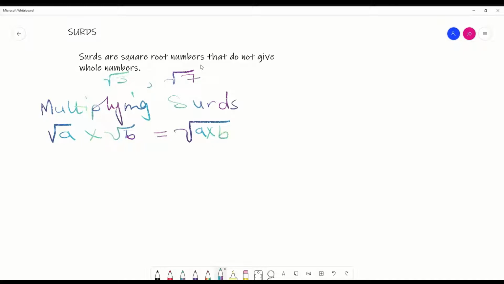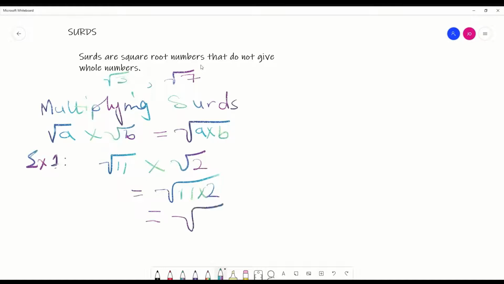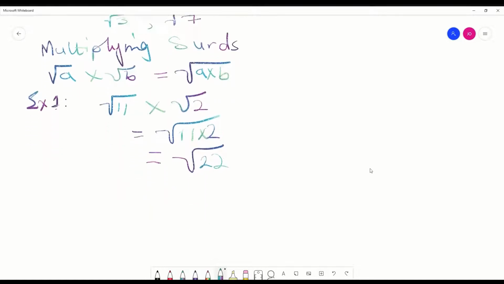So an example of this would be example 1. We have root 11 times root 2. That would give us, following this approach here, root 11 times 2. And here we have root 22.